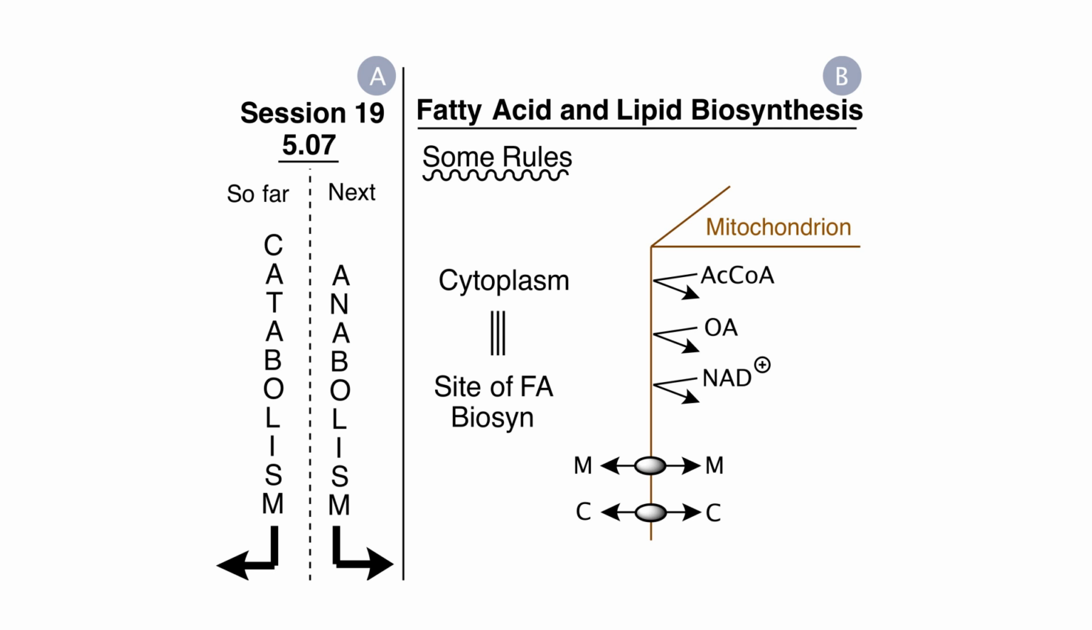Looking at panel B, you can see that we're going to start with fatty acid and lipid biosynthesis. Fatty acids are made in the cytoplasm. The mitochondrion is going to play an important role, however. We'll see just how in a couple of minutes. Let me say a couple of things about the mitochondrion. First, acetyl-CoA, oxaloacetate, and the NADP plus NADPH pair, as we've described above, cannot pass through the mitochondrial membrane. However, malate and citrate can. In fact, they can go in either direction. Keep these points in mind as we move ahead.